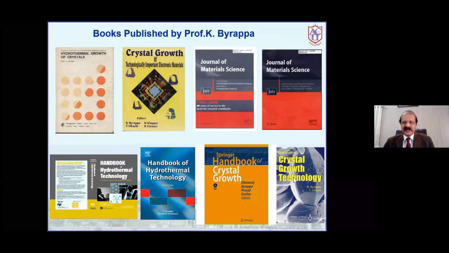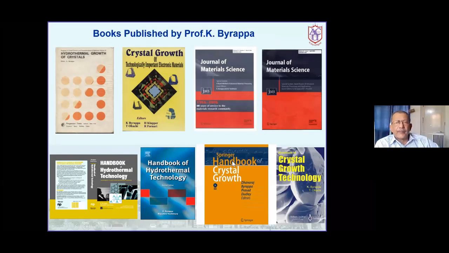Not all images are shown here. The first edition of the Handbook of Hydrothermal Technology, published in 2001. And the second edition of the Handbook of Hydrothermal Technology, published by Healthsphere in 2013. And now the third edition is under preparation, which covers mostly nanotechnology.